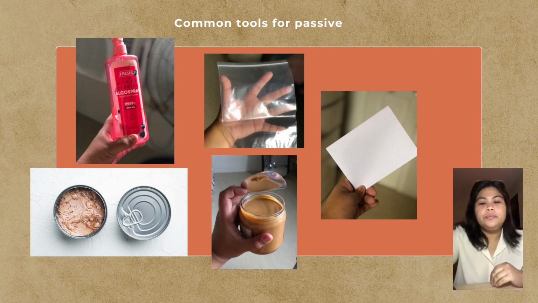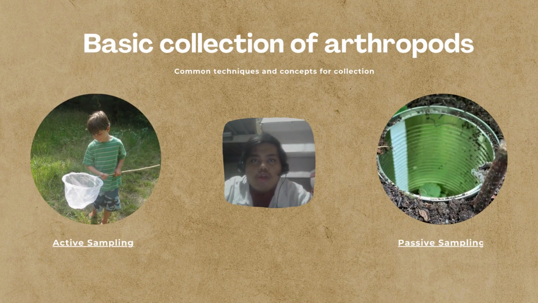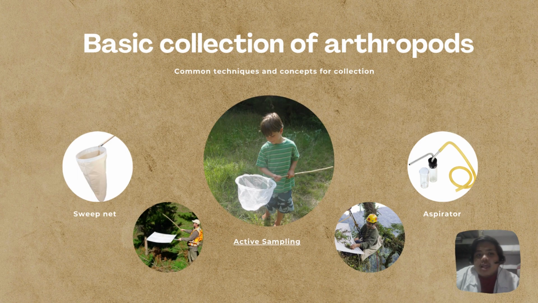Thank you. Now let's talk about how to actually collect these insects. So, there are two major schools of thought. One is active sampling, and two is passive sampling. Now, active sampling uses you, the collector, to physically seek and capture the specimens.